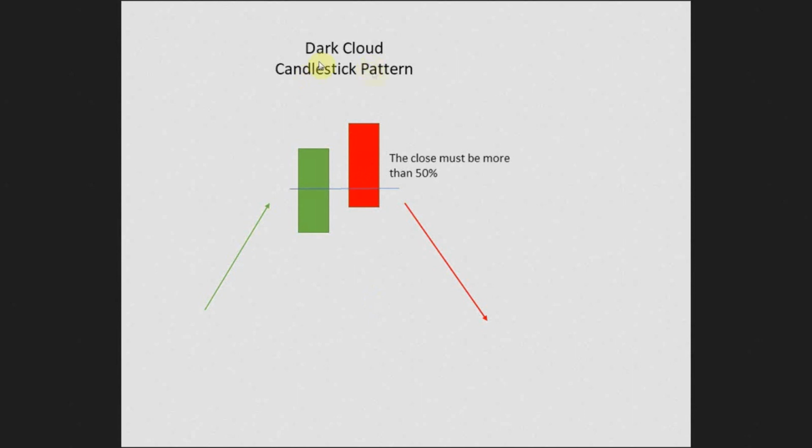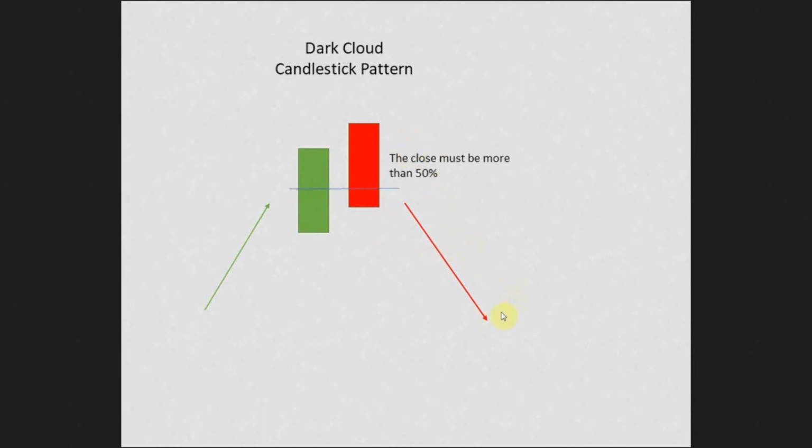The dark cloud cover is a multiple candlestick pattern which is formed after the uptrend indicating bearish reversal. It is formed by two candles, the first candle being a bullish candle which indicates the continuation of the uptrend. The second candle is a bearish candle which opens gap up but closes more than 50% of the real body of the previous candle, which shows that the bears are back in the market and the bearish reversal is going to take place.